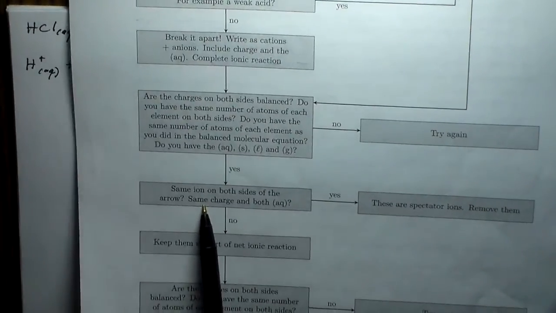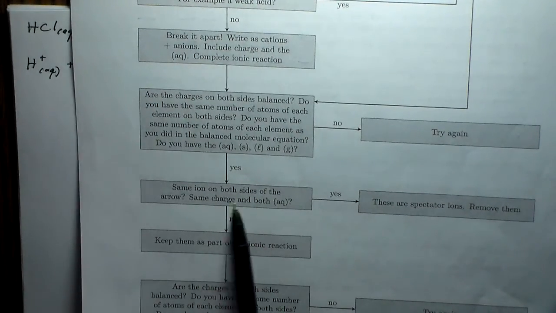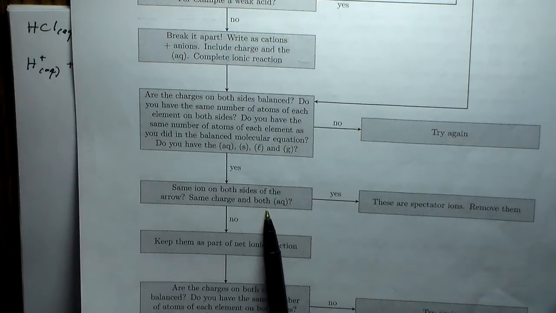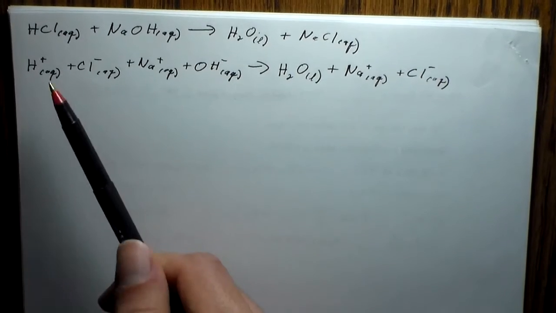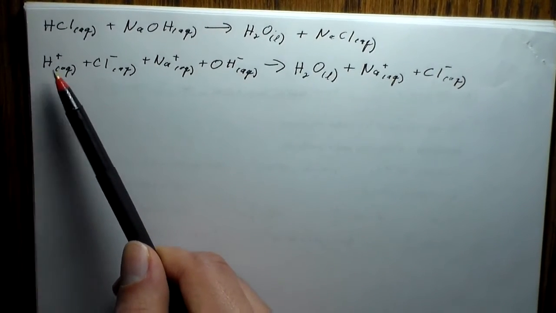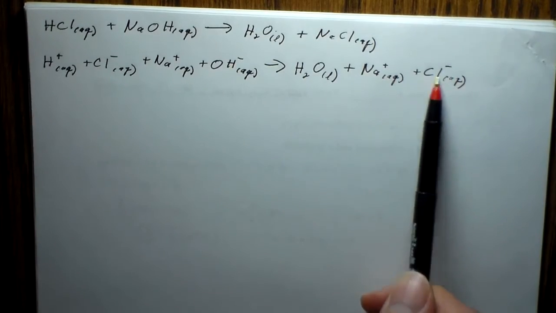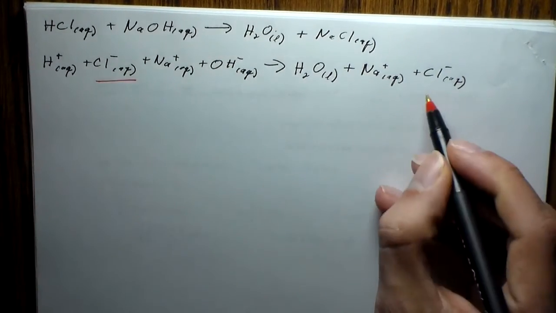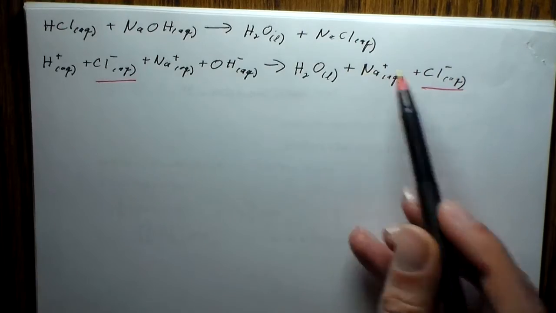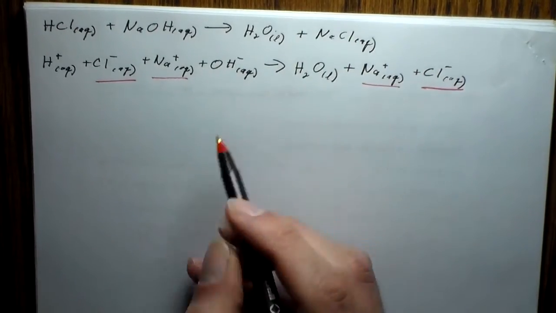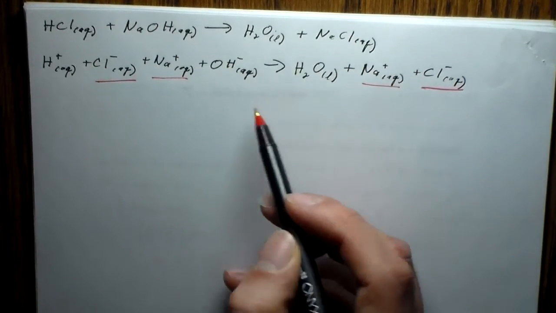We're done. And then at this point, is the same ion on both sides of the arrow? And they're both the same charge and both aqueous. These are my spectator ions. So here, my H plus, that is now obviously different. My Cl minus aqueous, Cl minus aqueous, so that's going to be there. My sodium plus aqueous, that's the same. That's the same. OH aqueous, it's not over here, right?